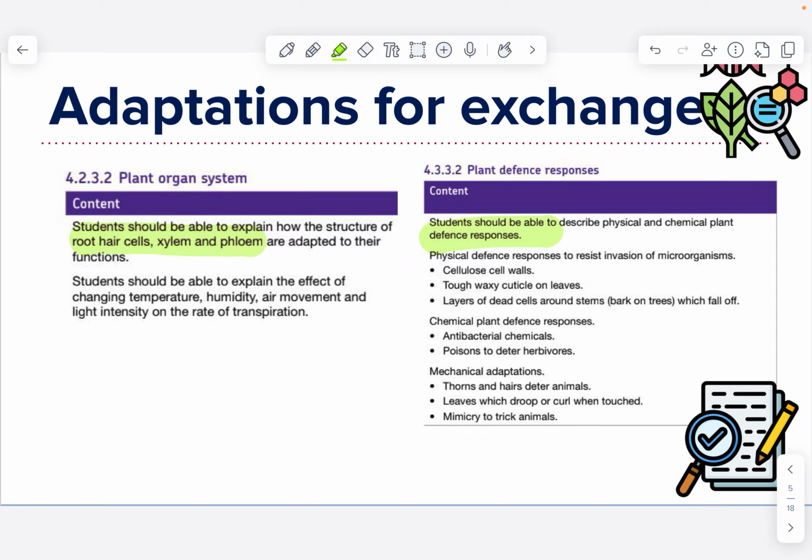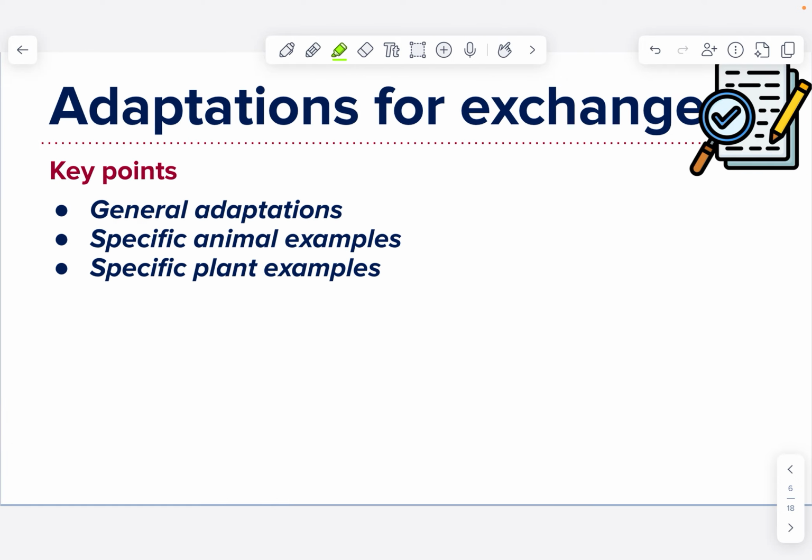In terms of the adaptations for plant defense you need to be aware of, actually just reading this part of the specification is the most useful. So you have physical defense, chemical defense and mechanical adaptations. They are more linked to other things that could also be in paper 2. I'm thinking about more ultrastructure adaptations. So as I said, the main focus of today's quick video is on general adaptations for exchange. We'll look at a few specific and common examples in animals and a few specific examples in plants, and then of course finish with some past paper questions.